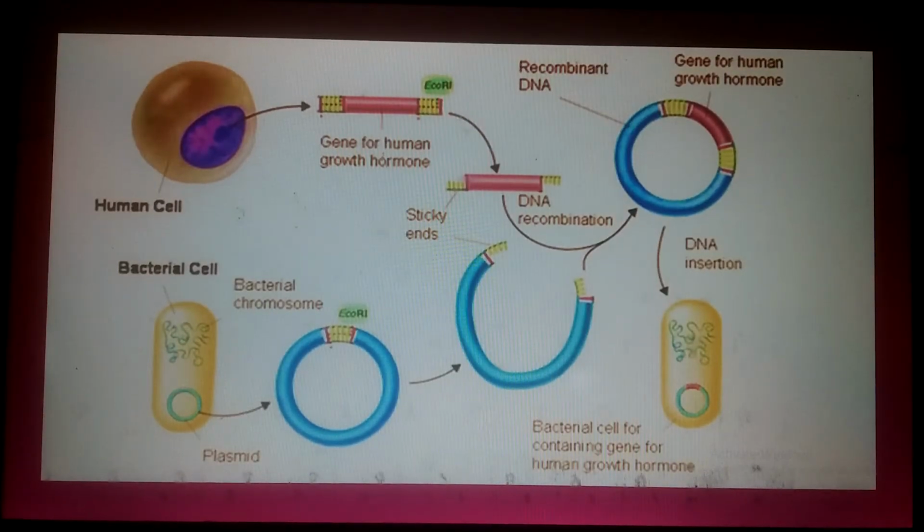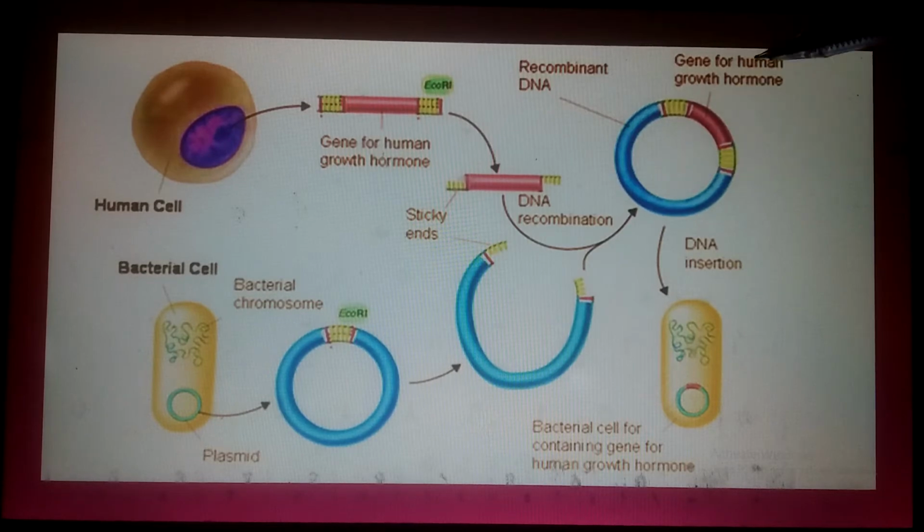Now you can see here, this is the whole mechanism of recombinant DNA technology. Just suppose this is the human cell, and from the human cell we want to clone a gene and make the recombinant DNA. First of all, we take this gene by cutting with the help of the restriction enzyme. You must keep in mind, the restriction enzyme cuts the gene of interest, and it also cuts the vector used for that purpose, like this vector plasmid from the bacterial cell. Both are cut with the same restriction enzyme.